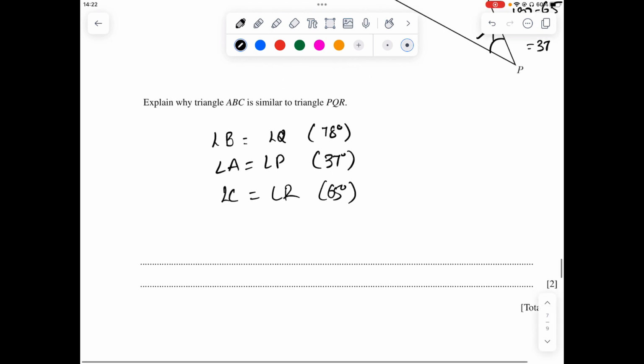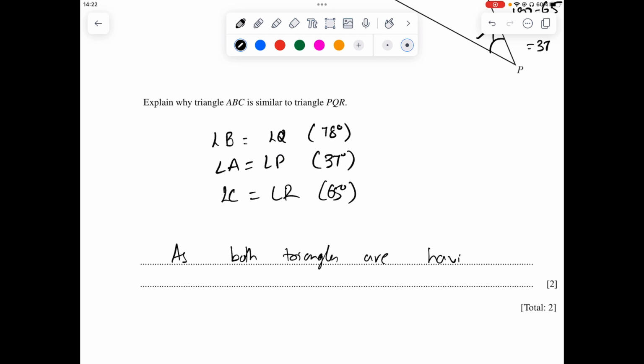So angle C should be equal to angle R, 65 degrees. So explain why. The reason is, we have to write out all three reasons. The reason is, as both triangles are having angles, what are the angles they are having? 78, 37 and 65 degrees.